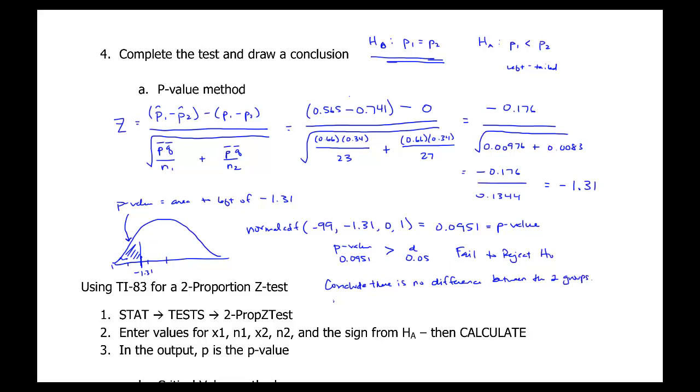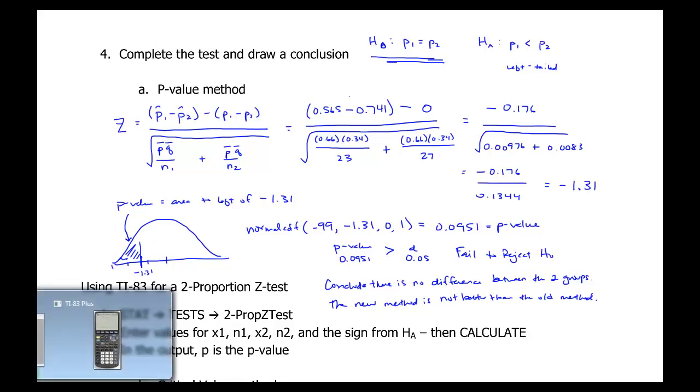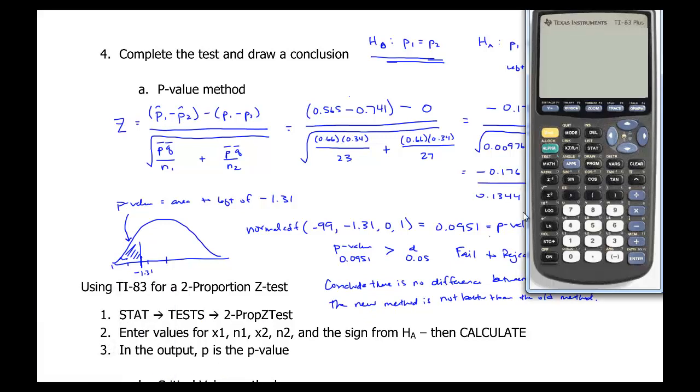Another way to write that is that the new method is not better than the old method. So doing this on the calculator, again, a two-proportion z-test. In the stat menu, over to tests, and find two-proportion z-test. It's number 6.